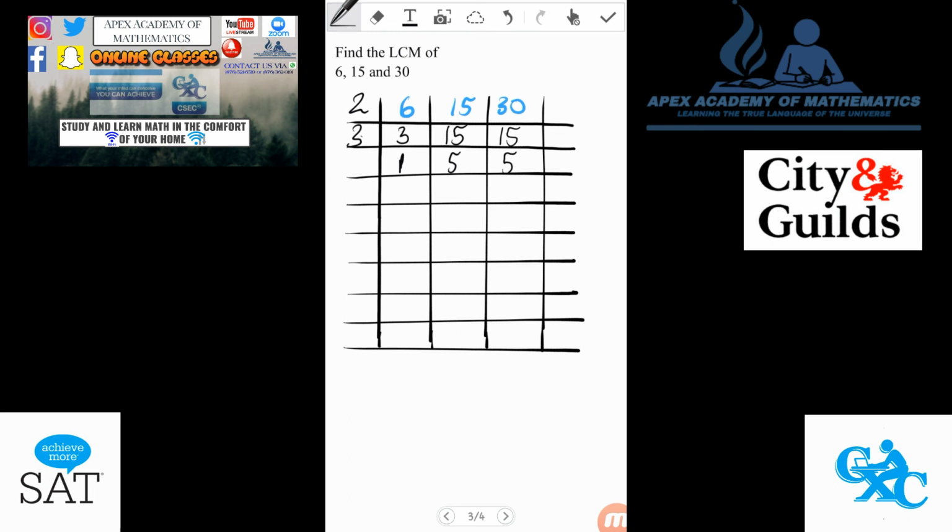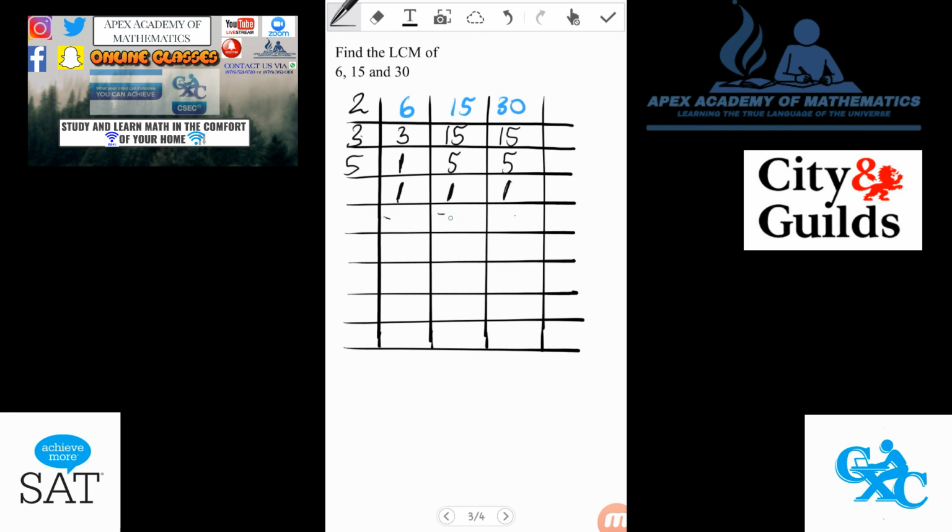Now we're going to choose another prime number, and perhaps this is going to be the final prime number. So here we have 5 into 1. Of course 5 cannot go into 1, so we're going to leave the 1 alone, and 5 into 5 goes 1 time, and 5 into 5 goes 1 time. So we have achieved our ultimate objective here of getting a remainder of 1 for all the numbers.